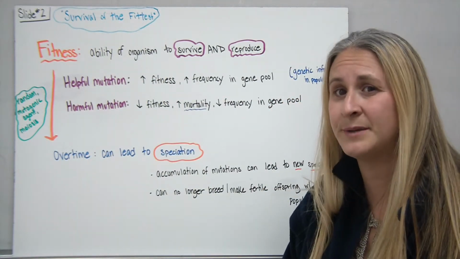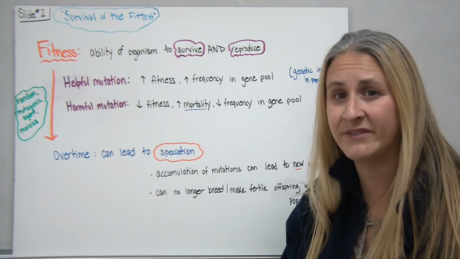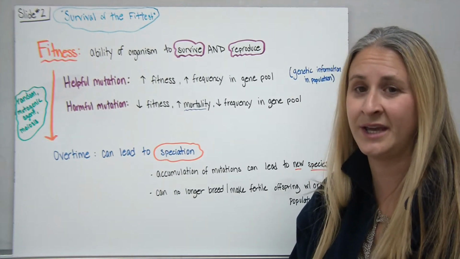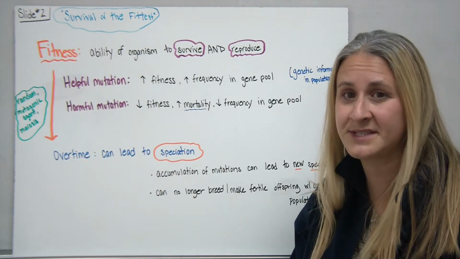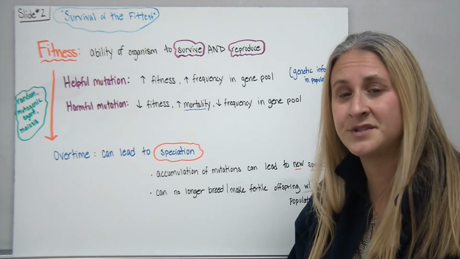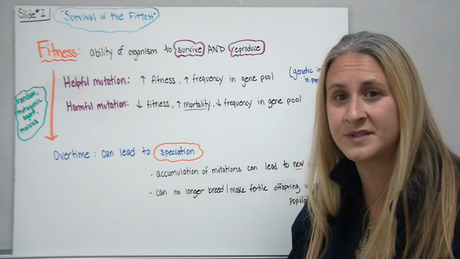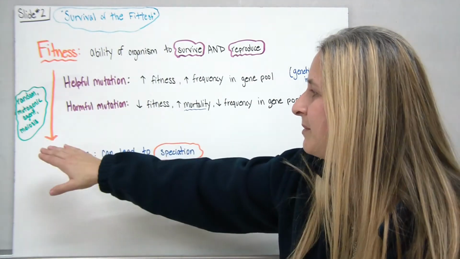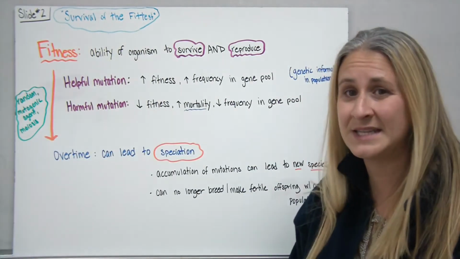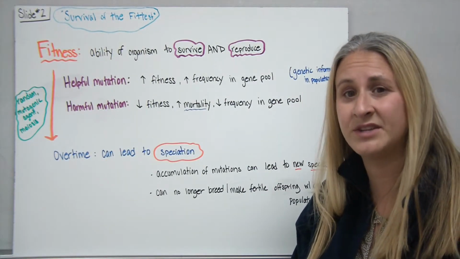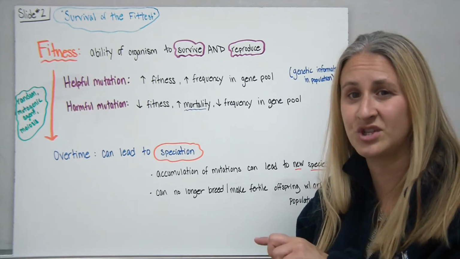They could be caused by mutagenic agents, things in the environment that can change our DNA. We know that radiation from the sun or UV light can cause mutations. We know that certain chemicals can cause mutations, so keep that in mind. And then we also know that mistakes can happen during cell division, particularly meiosis can change things.